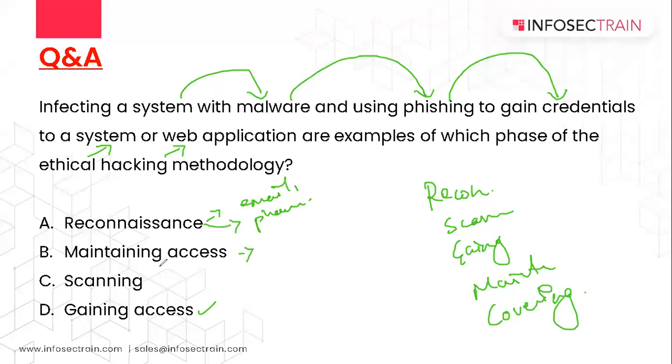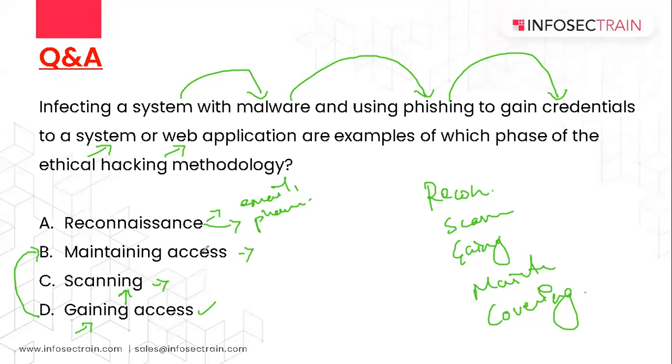Then we have maintaining access. This particular phase comes after our gaining access. So after reconnaissance, we have your scanning. In scanning, the attacker uses different tools and techniques to identify the vulnerabilities on the victim system or the network, right? Then after this, we have gaining access. In this particular phase, the attacker is going to exploit those vulnerabilities. He will try to gain unauthorized access, and for that he will exploit those previously found vulnerabilities. So that is gaining access, right?